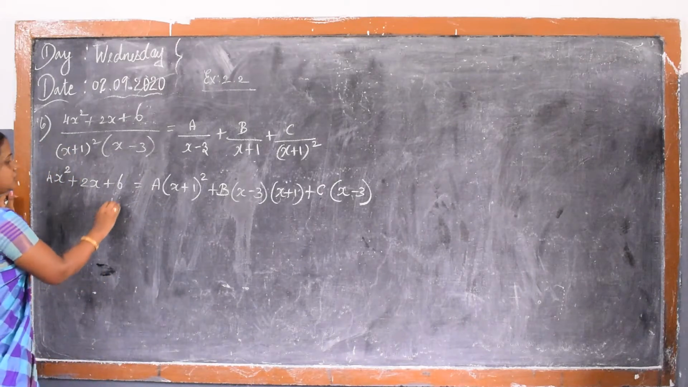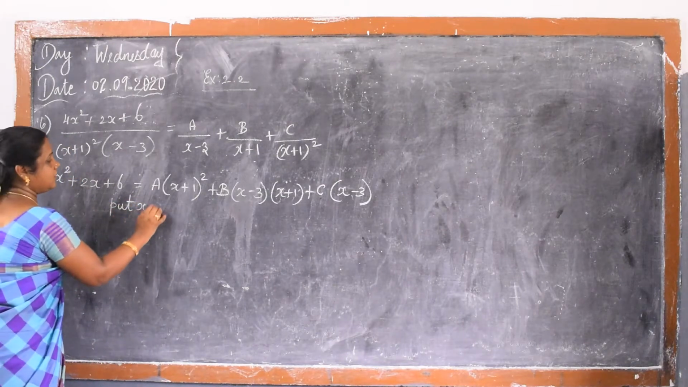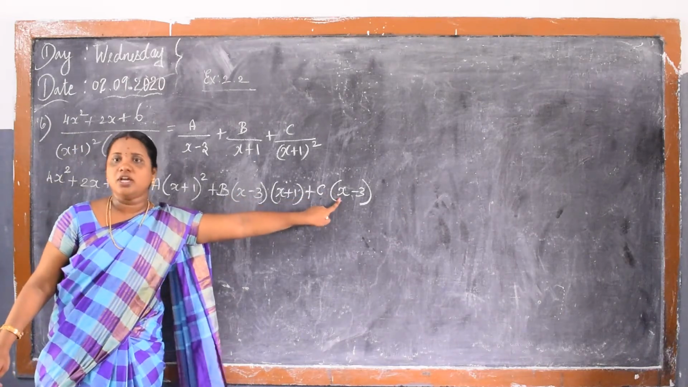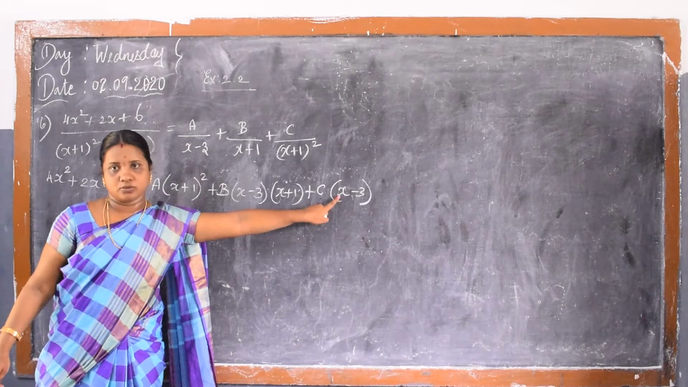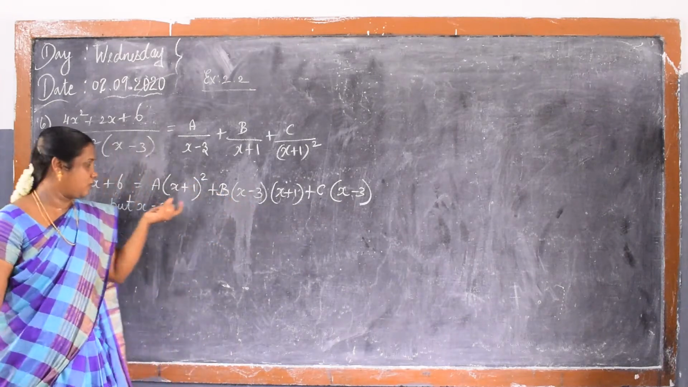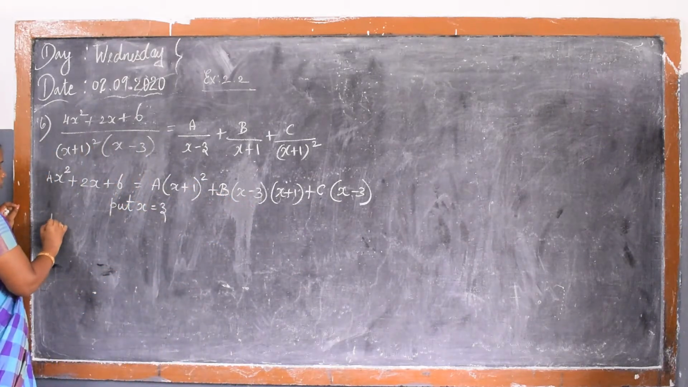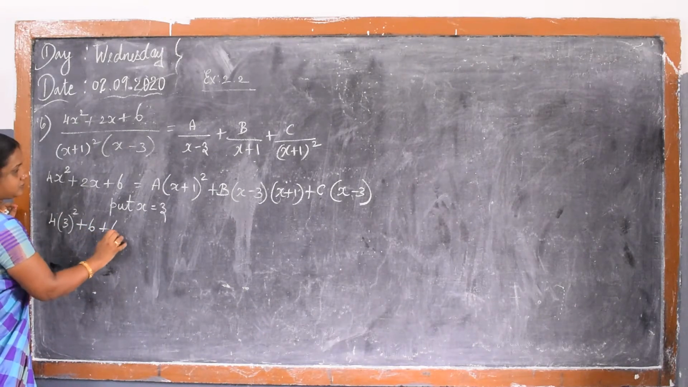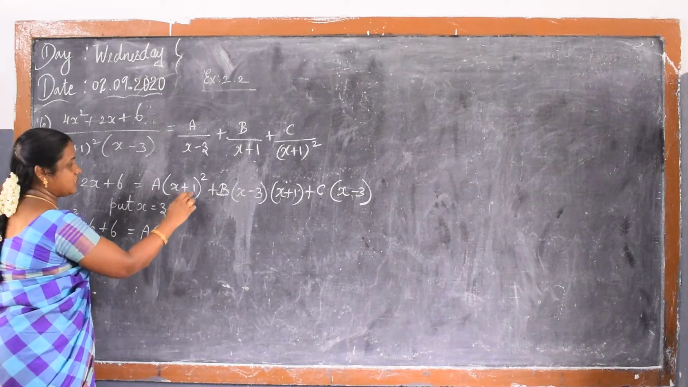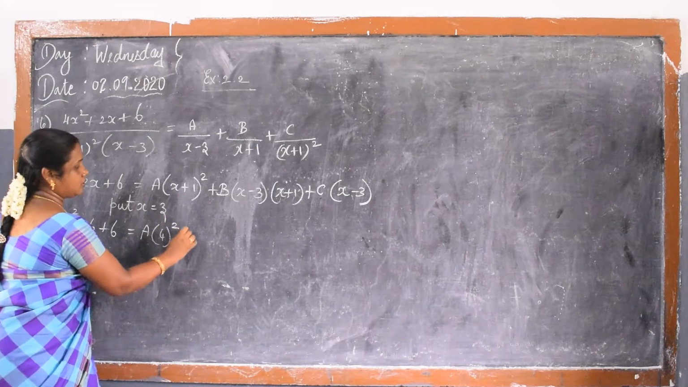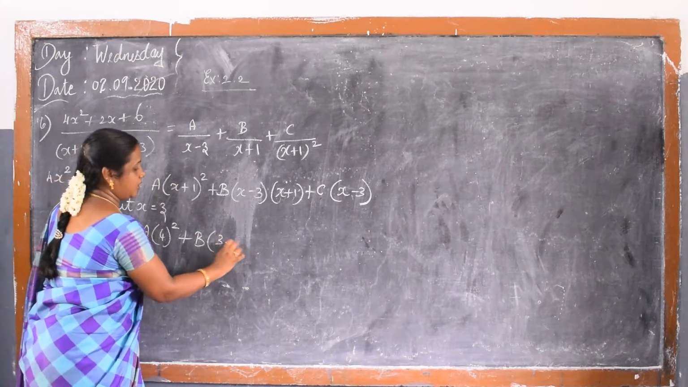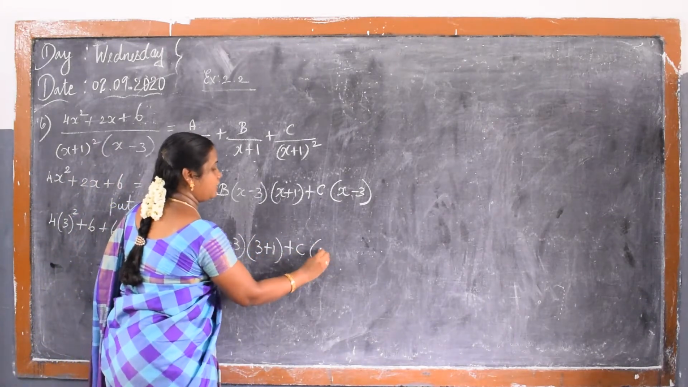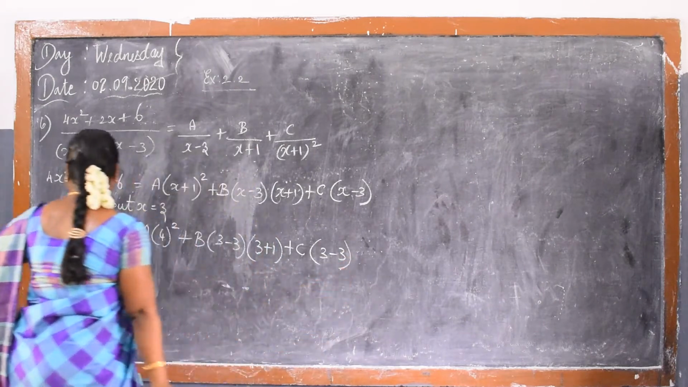Now put x is equal to 3. What I am going to do is put the value that makes a term 0. Here also if I put 3 it will become 0. So I am putting x is equal to 3. So write 4 into 3 square, plus 2 into 3 which is 6, plus 6. Equals a into 3 plus 1 whole square, plus b into 3 minus 3 into 3 plus 1, wherever x is there you have to put 3.